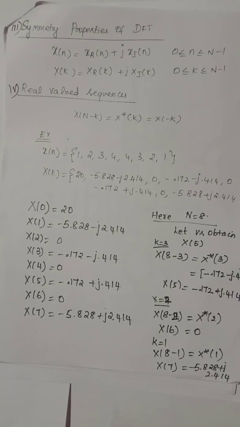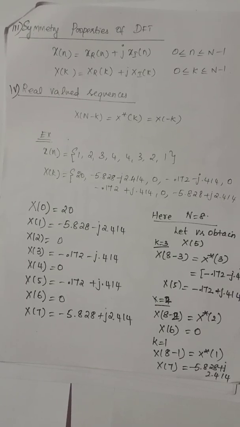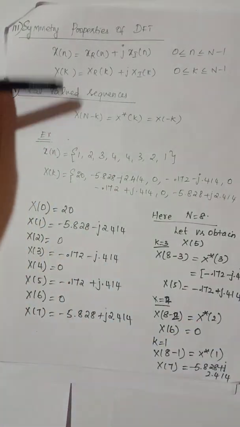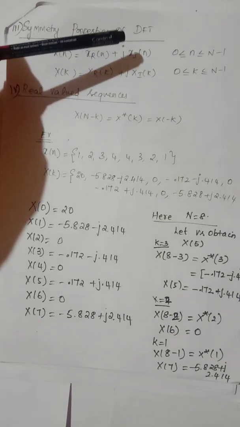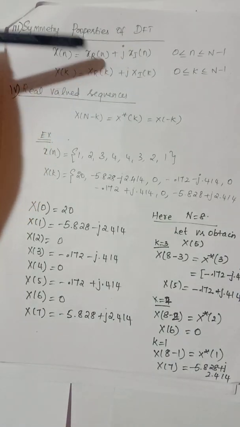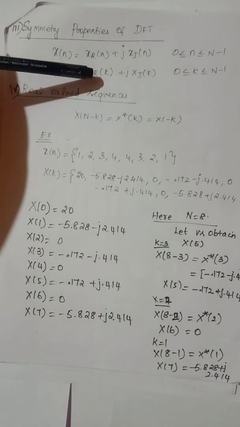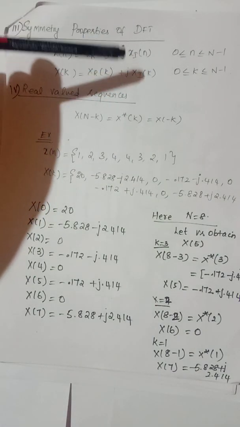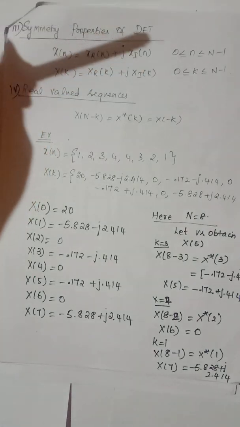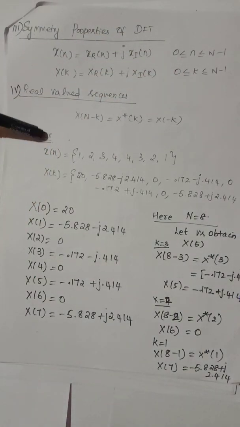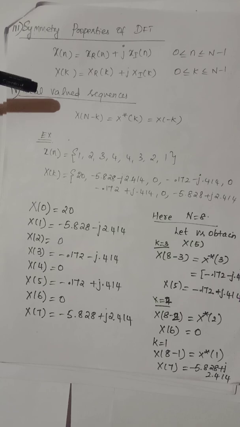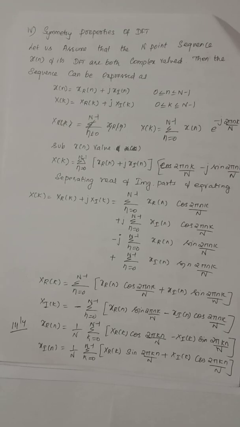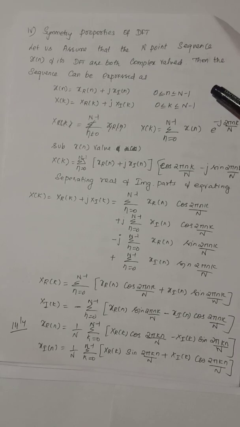Next we will see some of the symmetry properties of DFT. That is, x of n is a combination of real part and imaginary part, and similarly x of k is a combination of real part and imaginary part. If this combination arises, what are all the possible outputs we can obtain? That we are going to discuss in the next topic. Now see, this is the symmetry property of DFT.